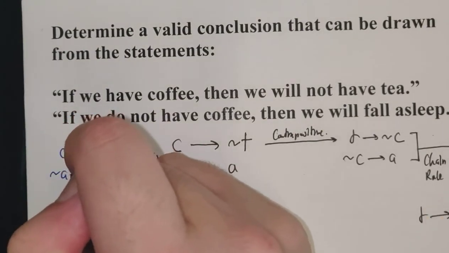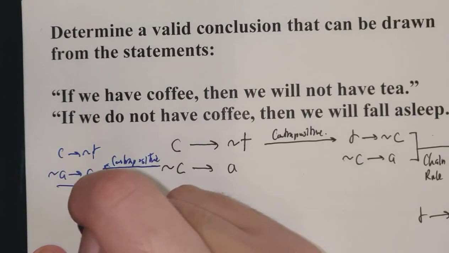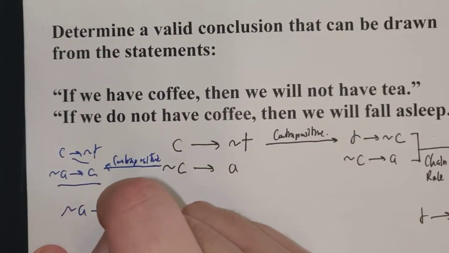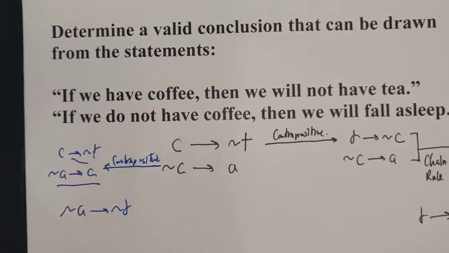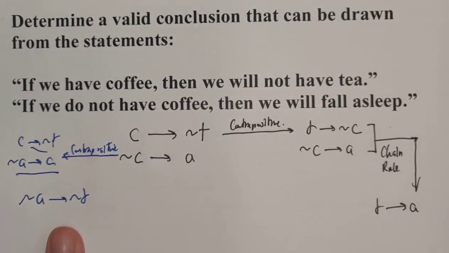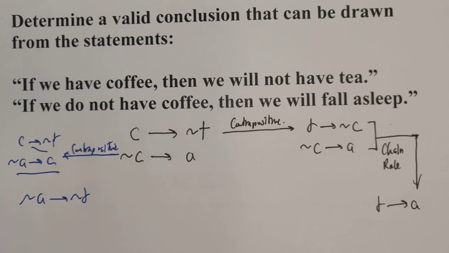And we have C implies not T, and again, we can chain these together. We match these, and we have not A implies not T by chain rule here. So now we have another statement that says, if we do not fall asleep, then we will not have T. Now wait a minute, hold on, how could that be possible?